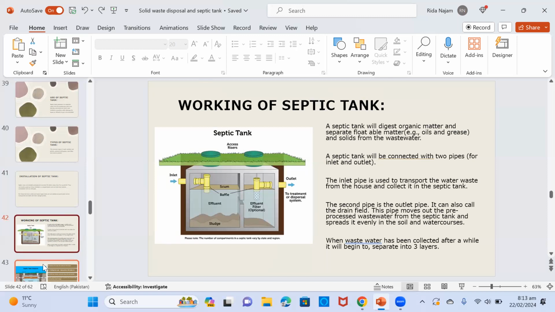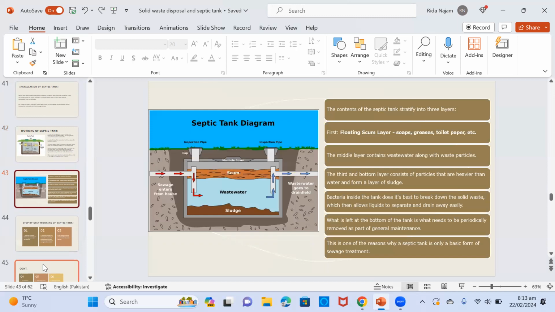This is basically a diagram which shows you the access risers, the inlet and the outlet pipe, the scum, the effluent, and the sludge, which is collected at the bottom. And also you need to know that the number of compartments in a septic tank generally differs by state and region. In this diagram also you can see more clearly the sewage entering from the house, and then the wastewater goes into the drain field. There are two inspection pipes, and then you can see the scum, wastewater and sludge, and the contents of the septic tank stratify into three layers.